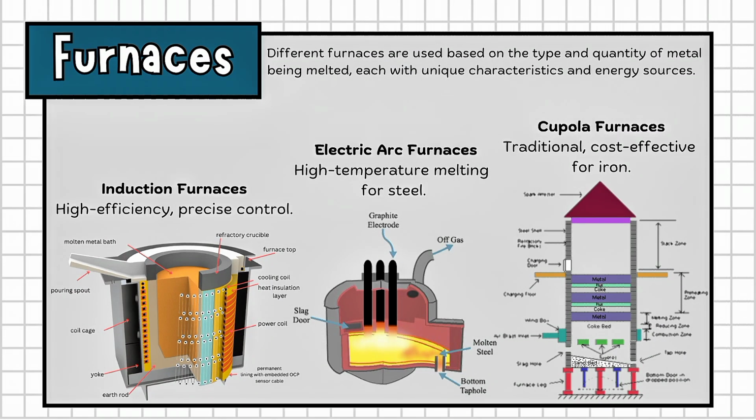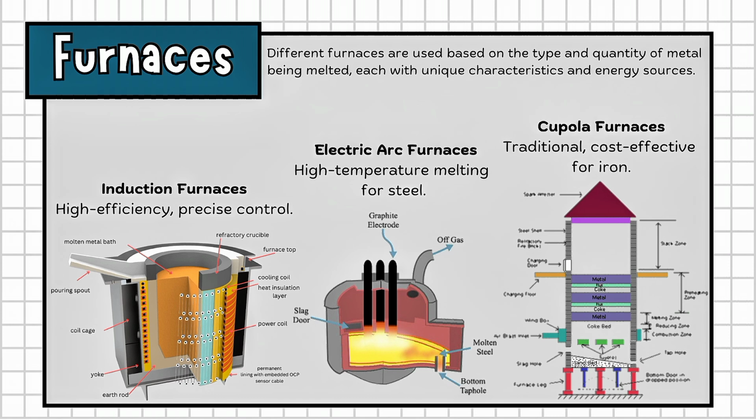So foundries use different types of furnaces depending on the type and amount of metal. For example, induction furnaces melt metal using electricity. They are efficient and offer precise temperature control, making them ideal when accuracy is crucial.